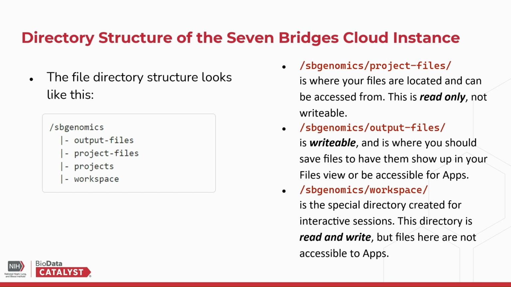sbgenomics/output-files is writable, and it is where you should save files to have them show up in your files view or be accessible for apps. sbgenomics/workspace is the special directory created for interactive sessions. This directory is read and write, but files here are not accessible to apps. The files here are directly accessible to the Data Studio session. This fourth directory that I didn't mention, projects, actually leads to the same location as project-files, but by a longer file path, so the project-files directory is provided for convenience.